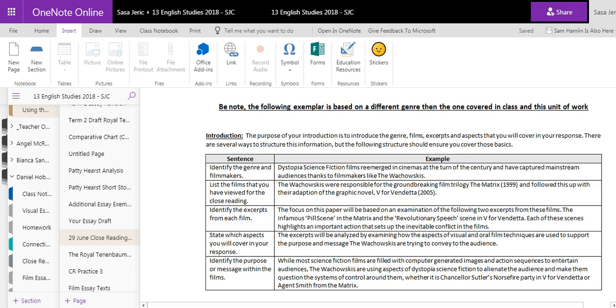So the introduction is a pretty straightforward process. It's really that information that the marker needs to know to be able to assess your work. They need to know, one, what's the genre and who are the filmmakers? What are the films that you've actually viewed?